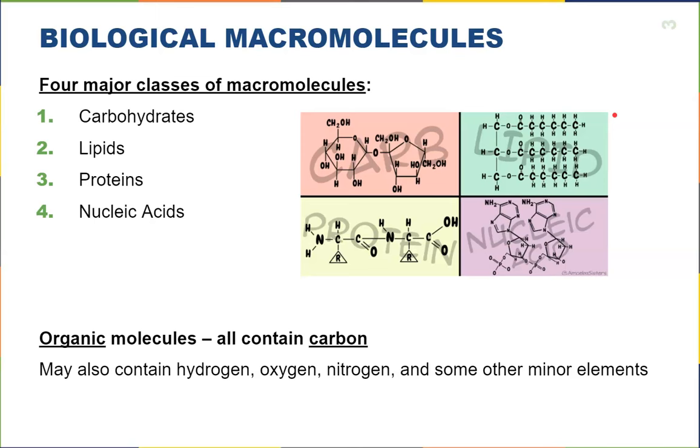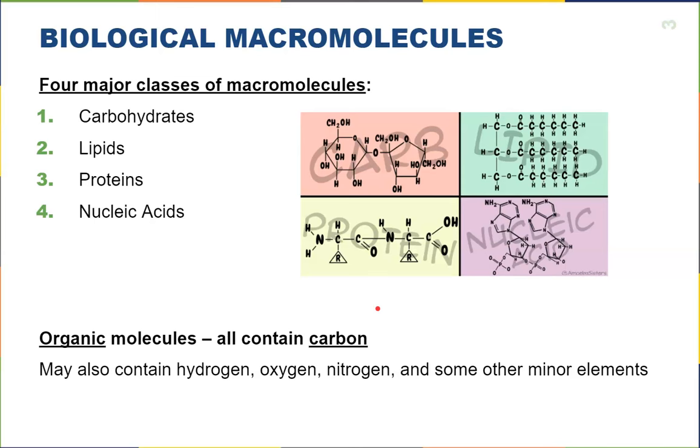So these are organic molecules. If you ever take organic chemistry, you are going to look at mainly these four molecules. And they're organic because they contain carbon. If you take a closer look at these molecules, you can see there's a lot of C's, right? There are also C's at the points where they're not labeled, and those are carbon. These molecules also contain hydrogen, oxygen, nitrogen, and some other minor elements.